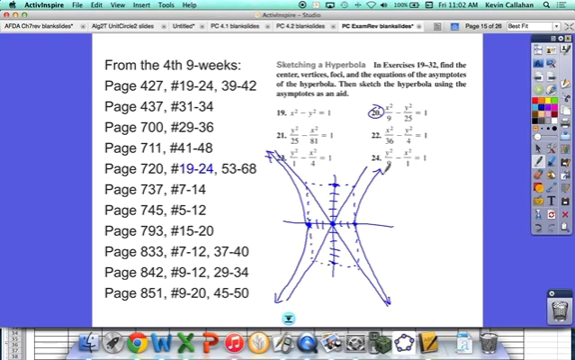So the question is about the asymptotes. What's the equation of these two lines? Remember, the equation of a line is generally y equals mx plus b. Or in fact, it's better to do it this way: y minus k equals m times x minus h. It's point slope form. And in this case, the h, k is 0, 0.